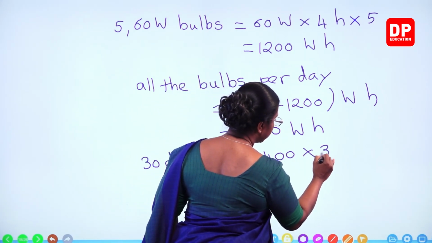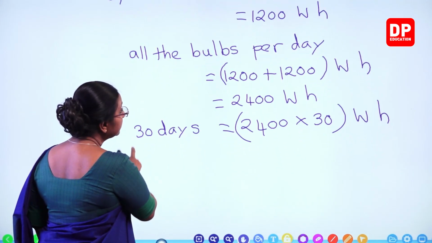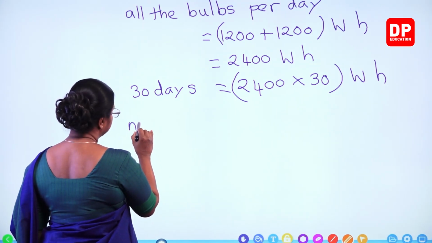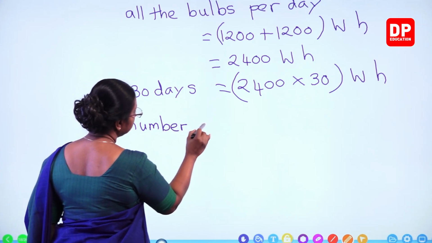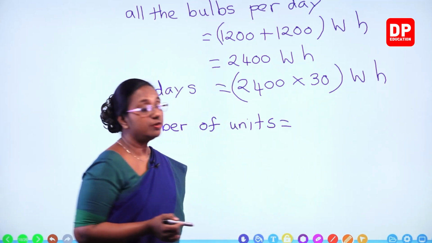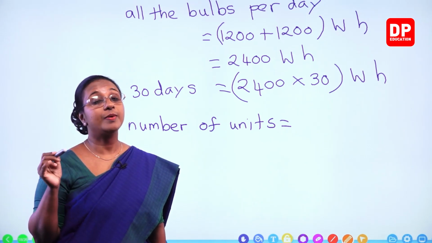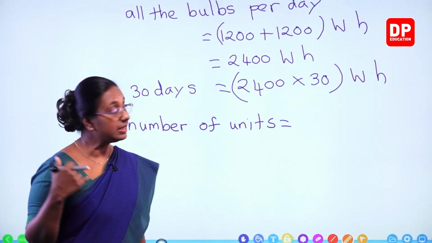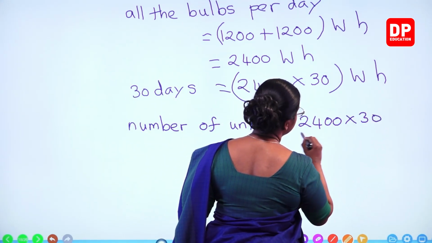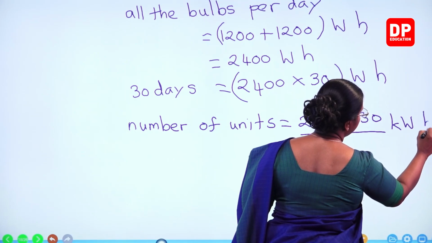2400 into 30 watt hours. And to calculate the number of units: now here this is going to be in watt hours, but we need to have the unit in kilowatt hours. So what do we do? We need to divide it by 1000. So 2400 into 30 divided by 1000 will give you kilowatt hours.